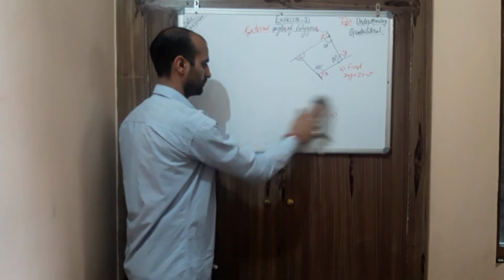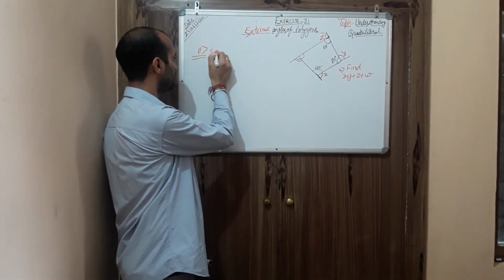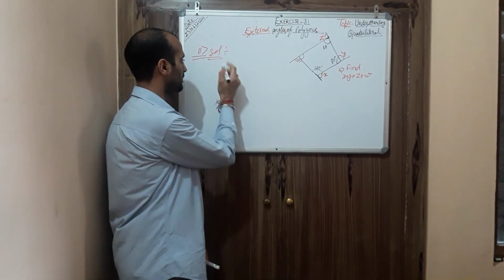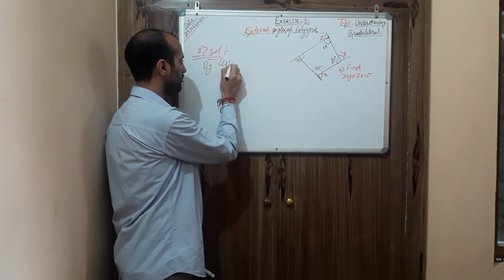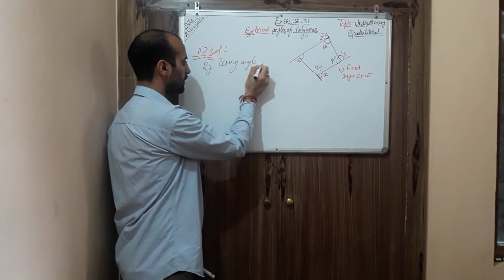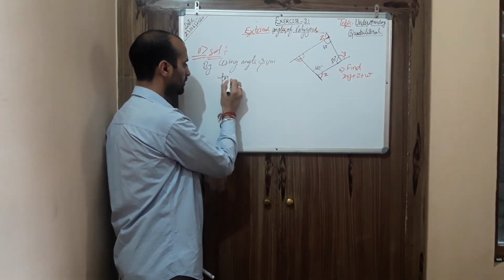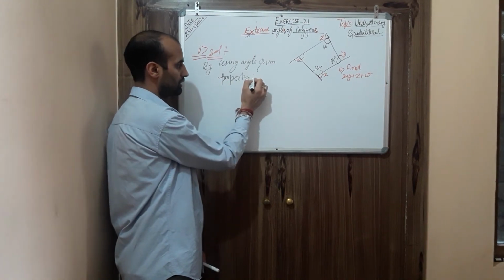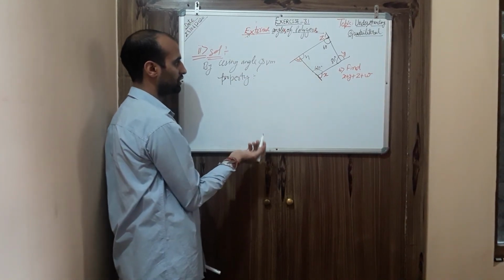In the second case, the figure is a quadrilateral. First we'll apply the angle sum property. I am writing: by using the angle sum property of a quadrilateral. We can write this angle, I am letting it be n.